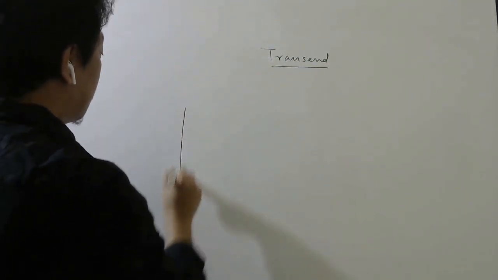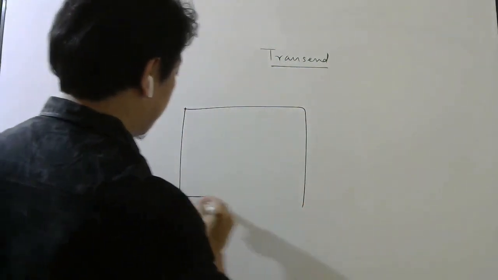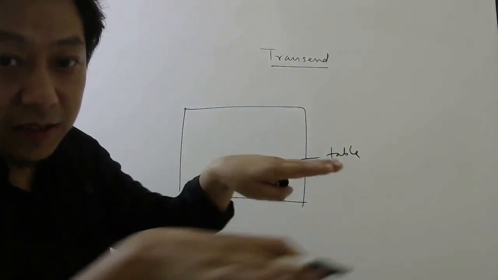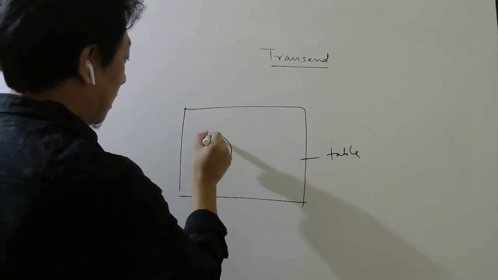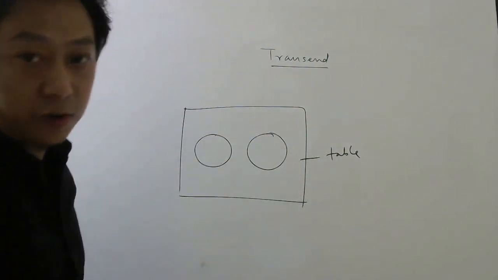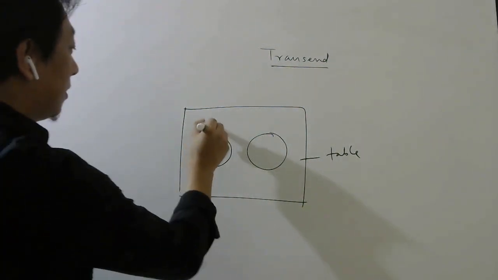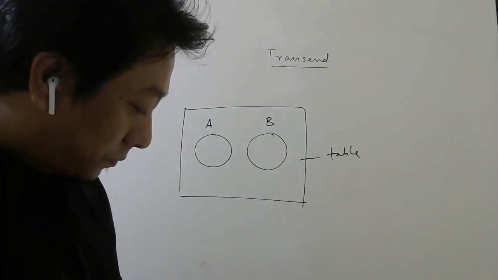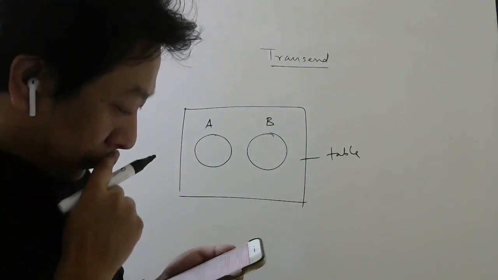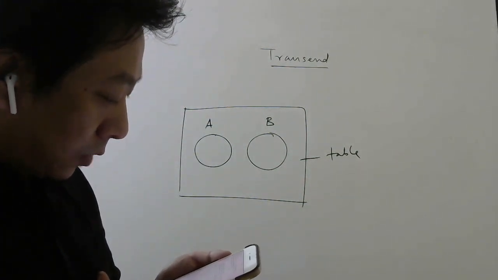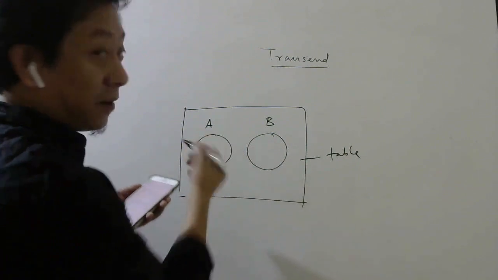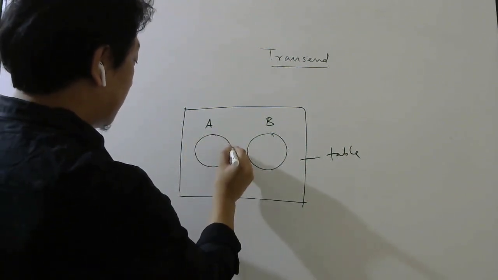So let us say this is your table. You have to imagine it horizontal like this, and two loops are kept on the table, A and B. Now one of them carries current. Which one? Loop A carries current. Which way they have not told, so let us assume any way. Let's say this way.